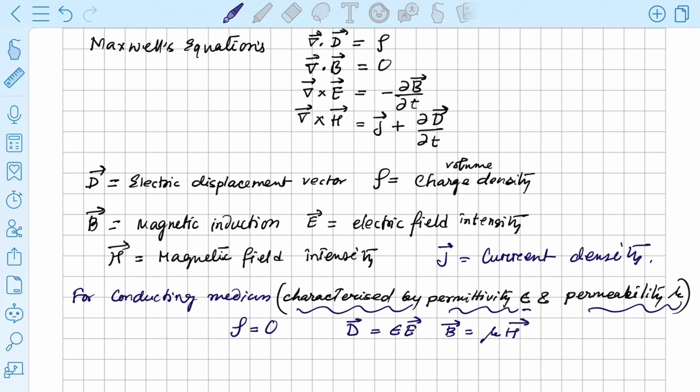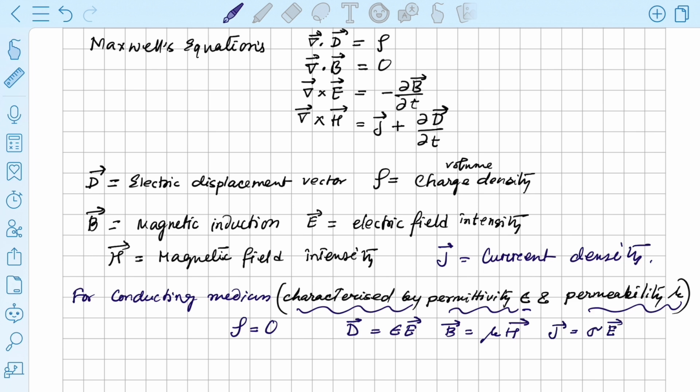and this J, the current density, can be written as sigma times the electric field E. That's what we can do.